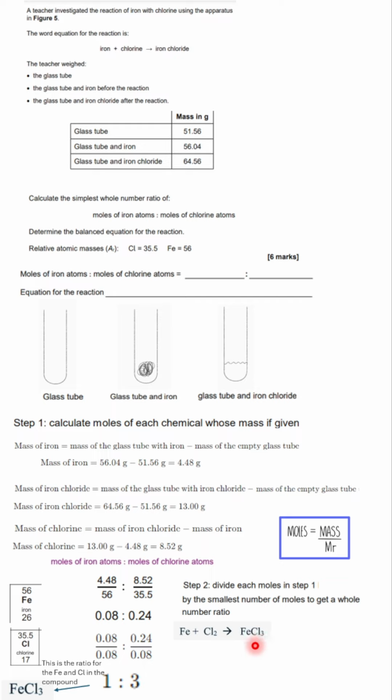To balance this, we need to find the lowest common multiple, which is 6. So put a coefficient of 2 in front of the FeCl3 to give 6Cl, and also put a 3 in front of the Cl2 to give us 6Cl on the left hand side. Now that we have balanced the Cl, let's check the iron again. Okay, so there's 2 iron on the right hand side, so I need to put 2 in front of the iron on the left hand side, and now that's the final equation.